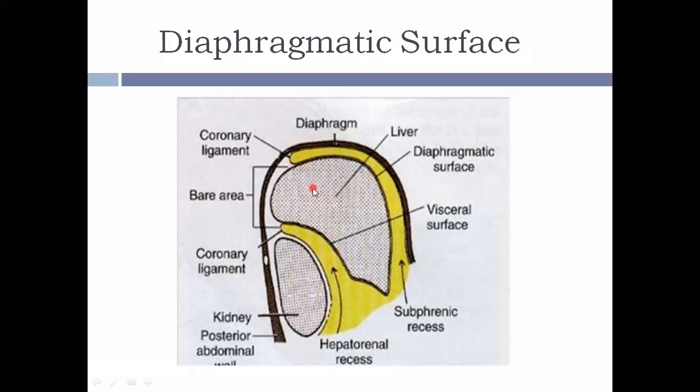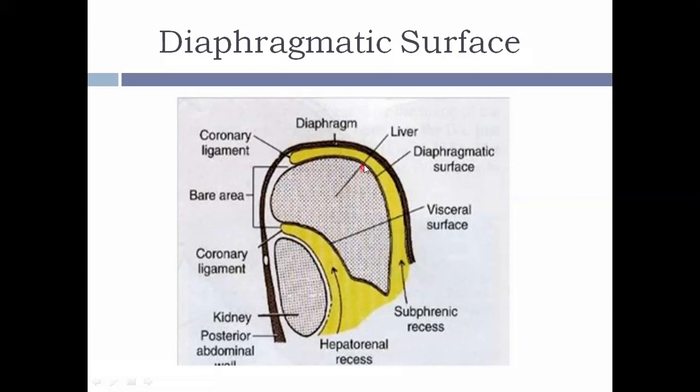From this diagram, what is the diaphragmatic surface then? This whole part is the diaphragmatic surface, right? As we can see here, the diaphragmatic surface is convex, and it is very extensive. Where is it projected? It projects forward, to the right, and backward. All these regions.